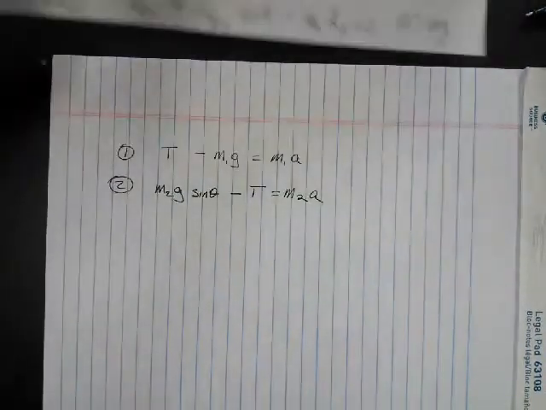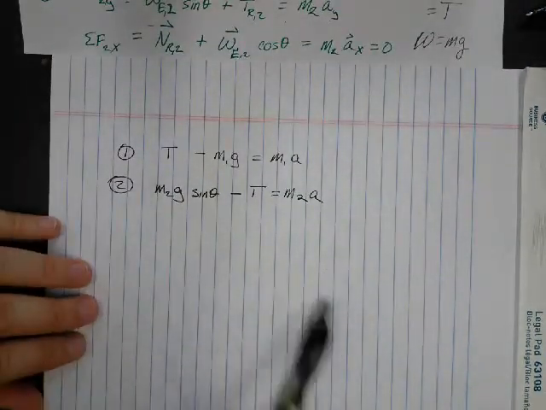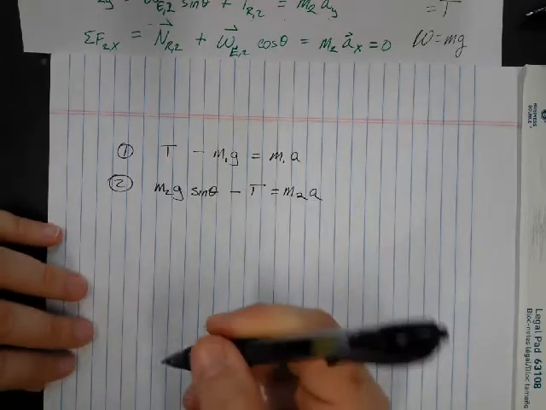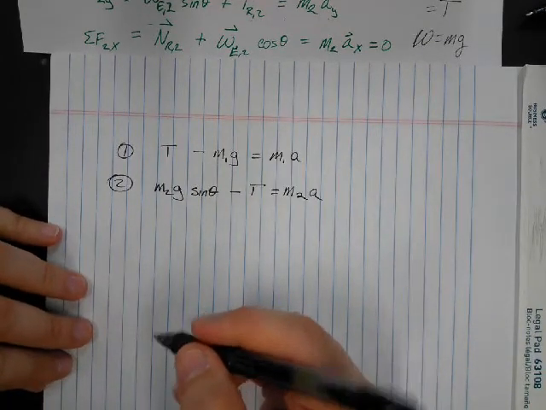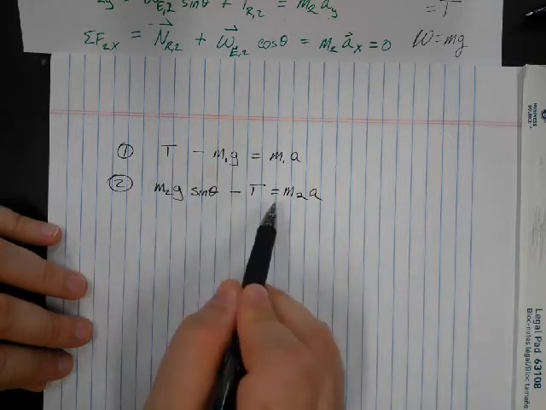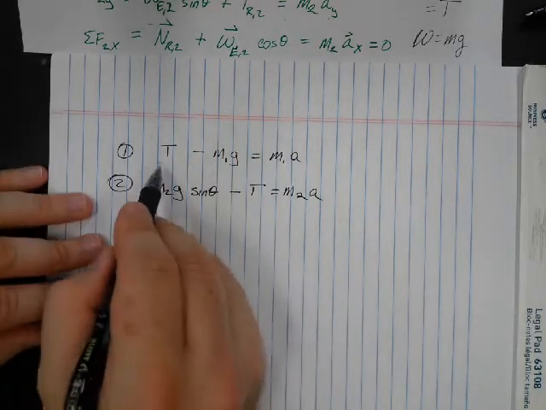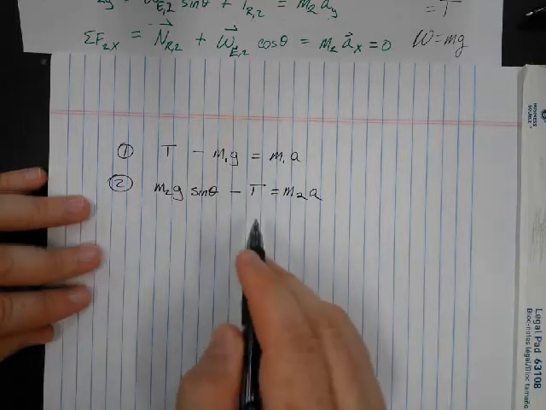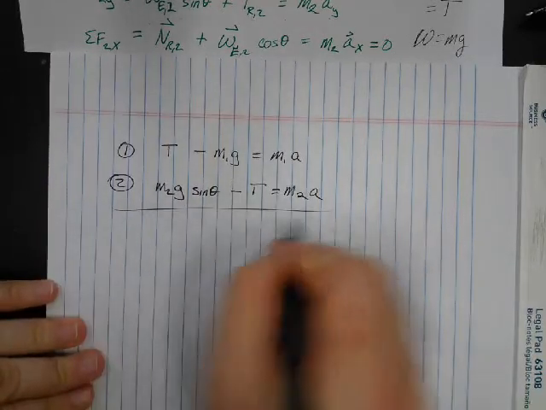Now, that's a system of equations. We have two unknowns here. We don't know what the tension is, and we don't know what the acceleration is. Your usual technique would be to solve for the tension and plug in. What I want to note is I have a positive tension here and a negative tension here, so I'm going to add these two equations.